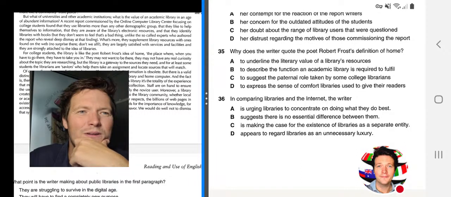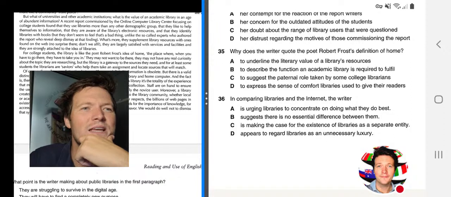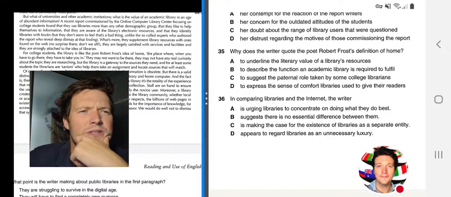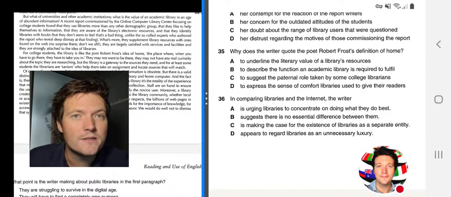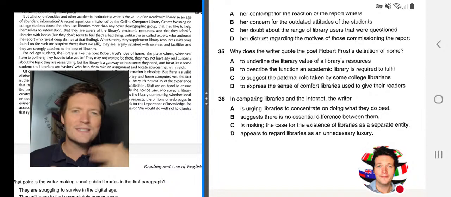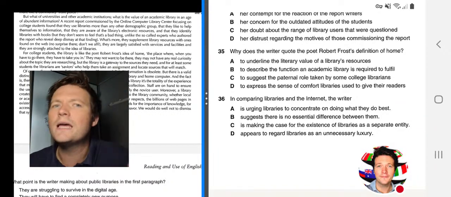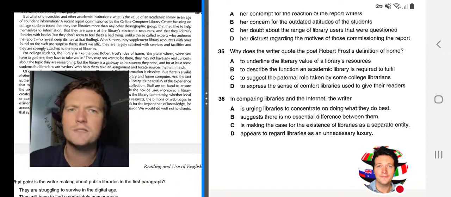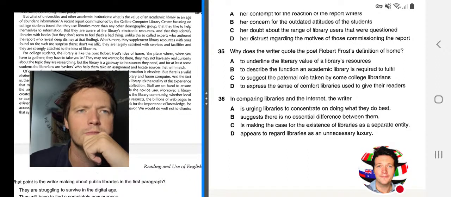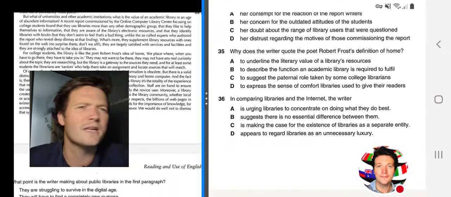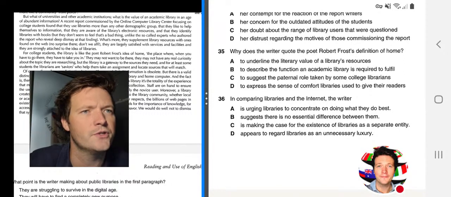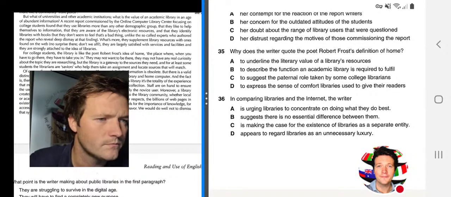No. D, to express the sense of comfort libraries used to give their readers in the past. No, it's this sense of obligation that if you go there, they have to take you in. If the students go there, the librarian has to save them, has to help them with their assignment, right? I think it's B, clearly, to describe the function an academic library is required to fulfill, I think.